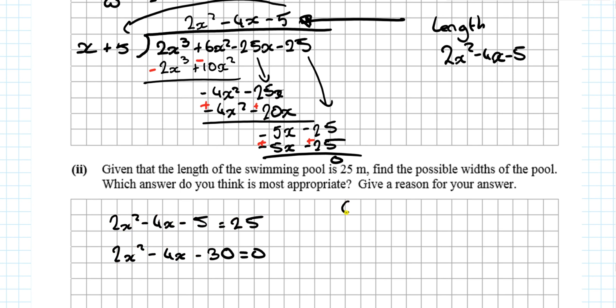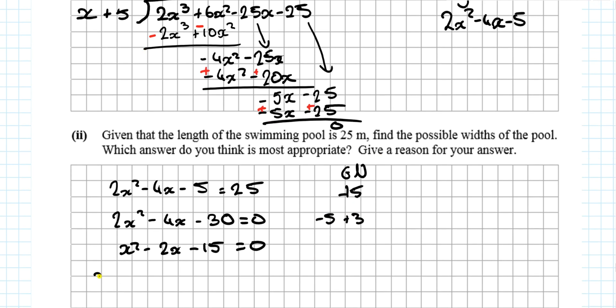4x minus 30 is equal to 0. I can use the guide number. The guide number is minus 60. Actually, I can simplify it even further because I can divide everything by 2. x squared minus 2x minus 15. The guide number is minus 15. Factors of minus 15 are minus 5 and plus 3.